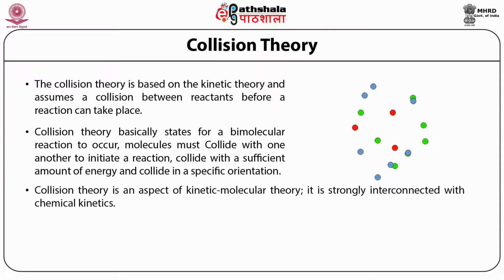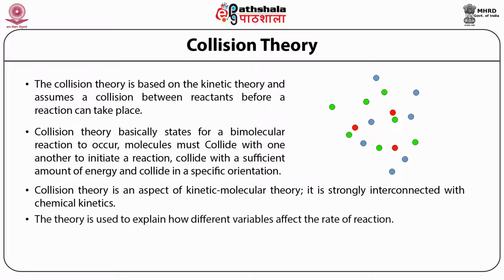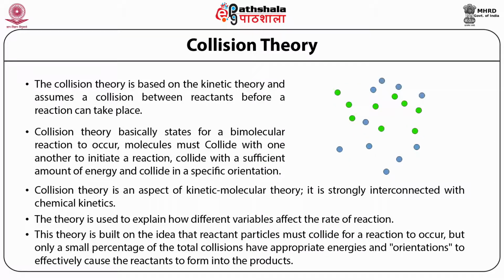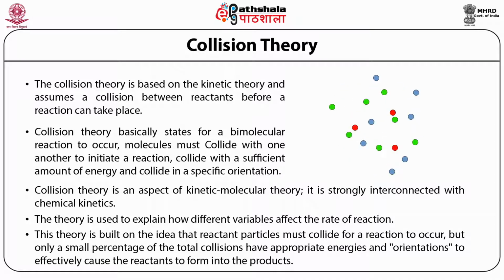So collision theory is an aspect of kinetic molecular theory, and it is strongly interconnected to chemical kinetics. This theory is used to explain how different variables affect the rate of reaction. The theory has the idea that the reactant particles must collide for a reaction to occur, but only a small percentage of total collisions have appropriate energies and orientation to effectively cause reactants to form the product.